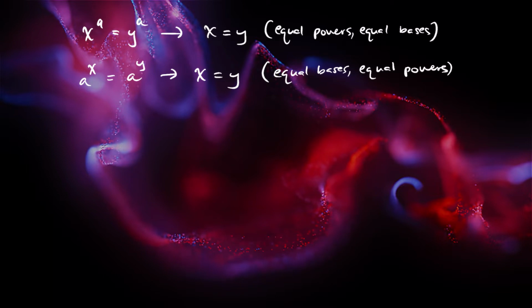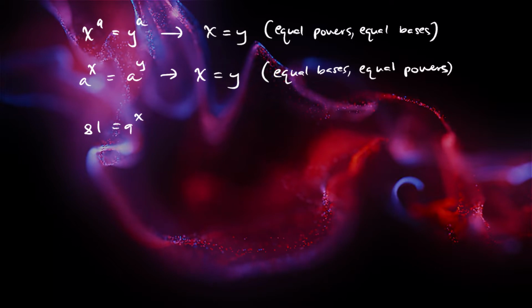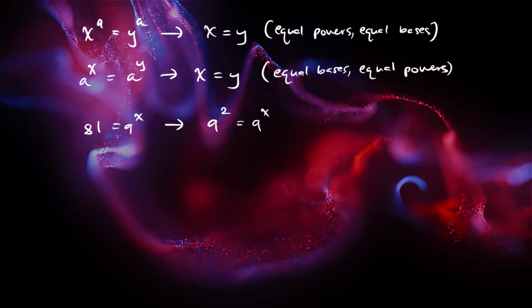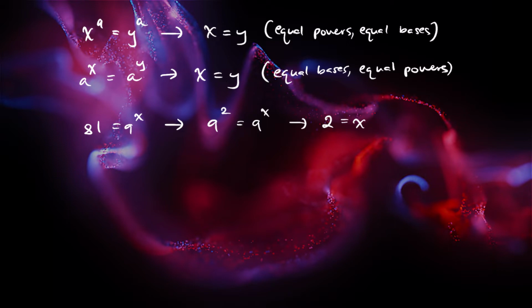And so if we look at some quick examples, if we had 81 is equal to 9 to the power of x, and we wanted to rearrange for x, how would we do this? Well, we would notice that 81 is the same as 9 raised to the power of 2, and so we would get 9 raised to the power of 2 is equal to 9 to the power of x. Now, because we've got equal bases, 9 on either side of the equation, we can set up a new equation, 2 is equal to x. So we've found a solution for x, which was 2.